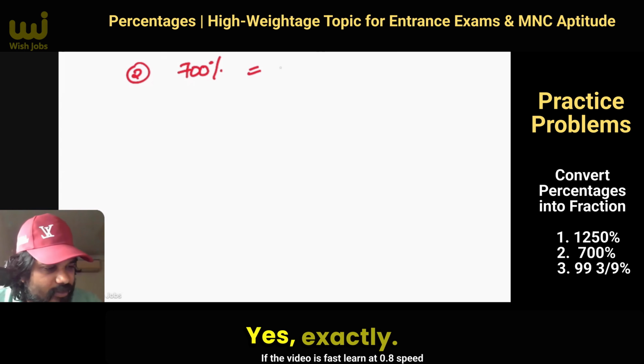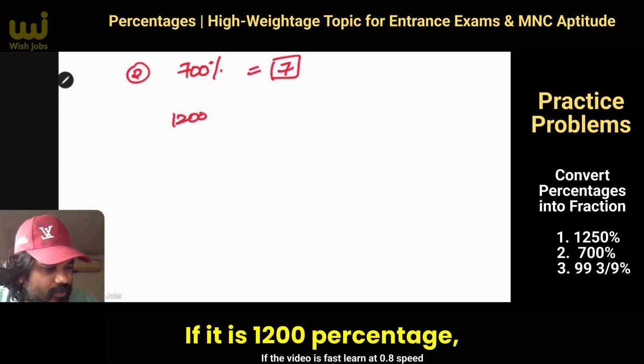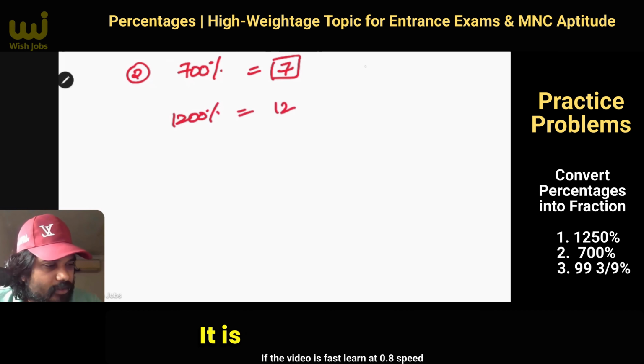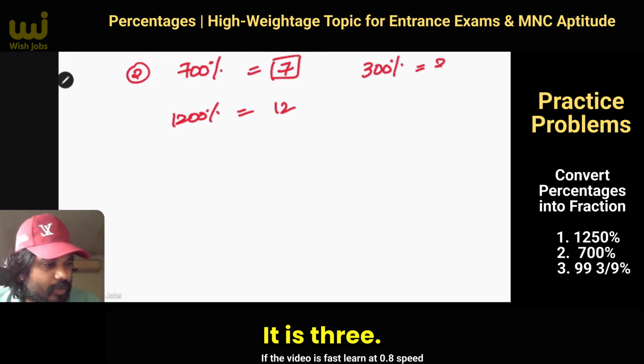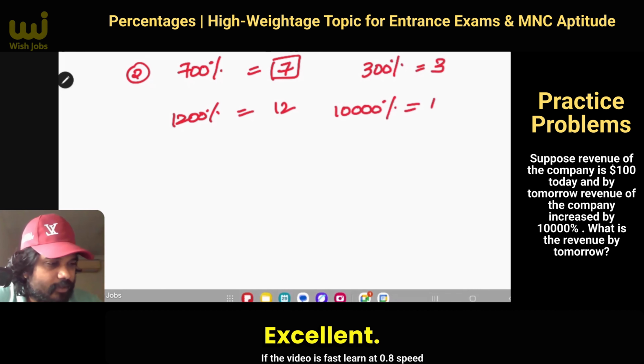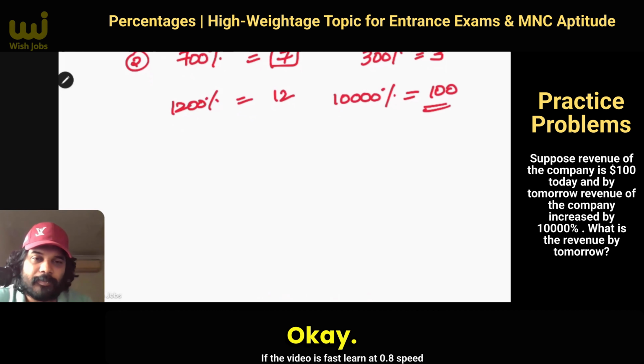It's 7. Yes, exactly. It is 7. If it is 1200 percentage, what is the value? 12. It is 300 percentage. It is 3. It is 10,000 percentage. 100. Excellent. Okay.